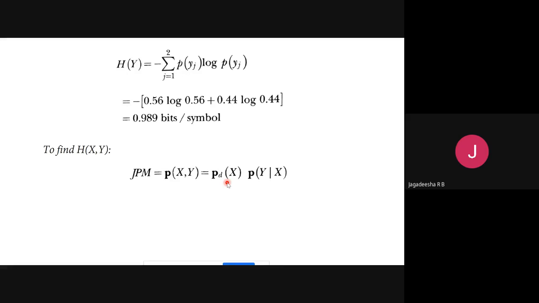Kavyashree? It's a diagonal matrix. Okay, right, thank you. So that's the diagonal matrix for the input. Along the diagonal, we will have the probability of the inputs and other elements should be 0.